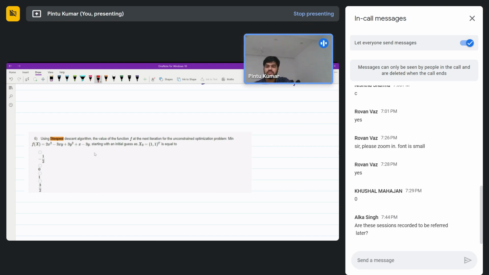We are given the function f of x, and we have been asked, using the steepest descent algorithm, the value of f at the next iteration for an unconstrained optimization. First of all, we need to find x1 and then find the value of this function at x1. We have to begin with (1, 1) transpose. So the first step would be to calculate the gradient.